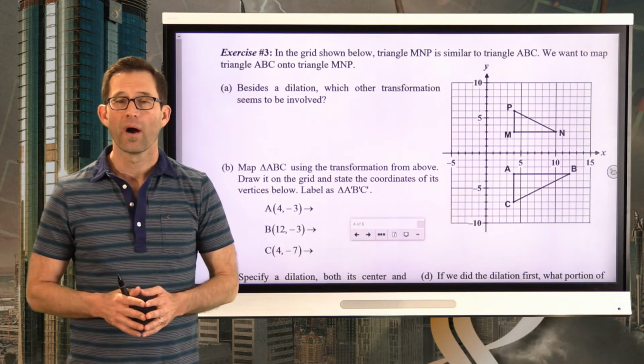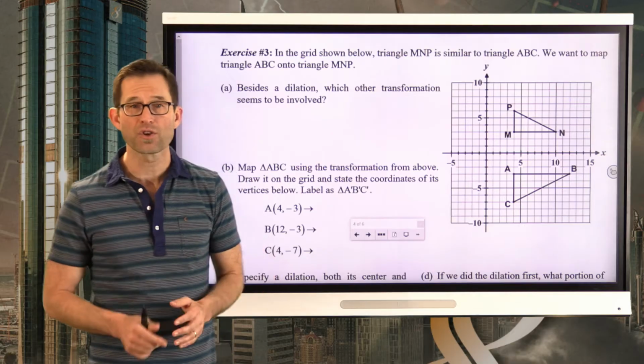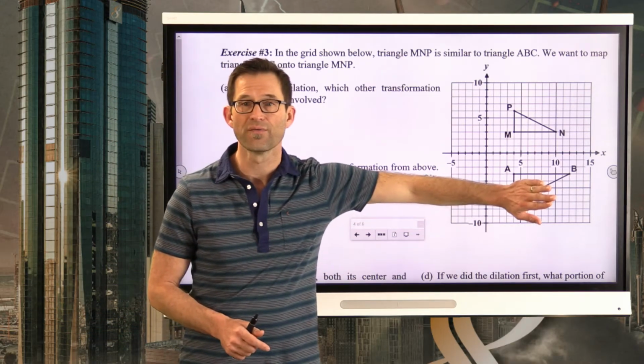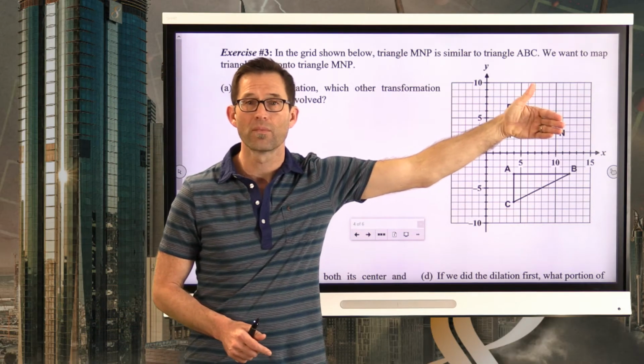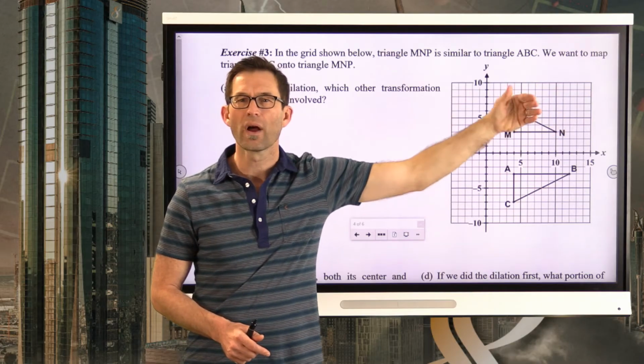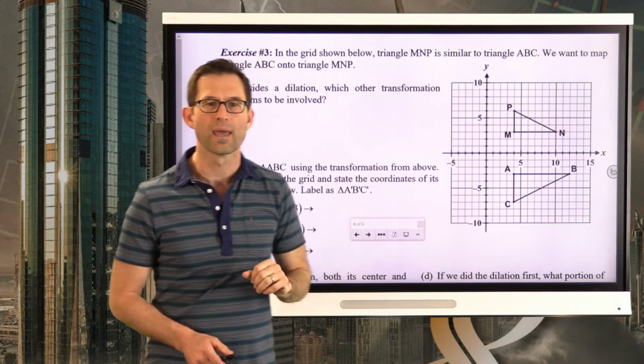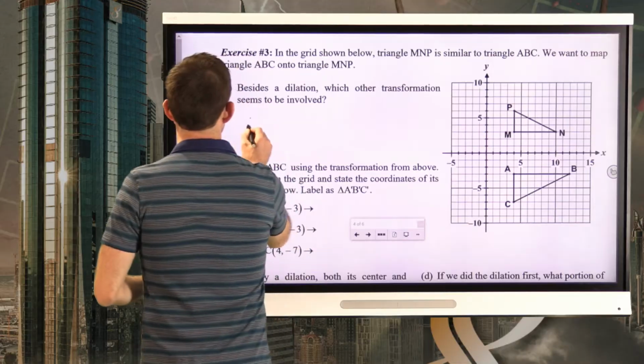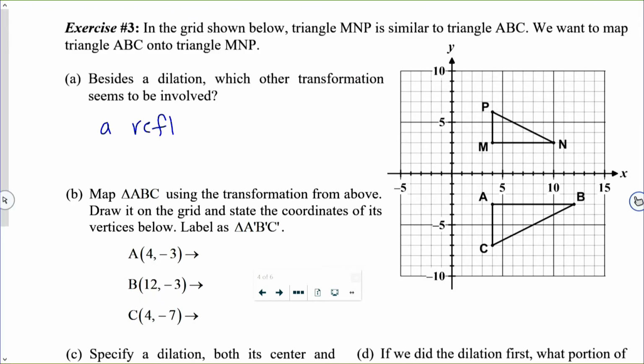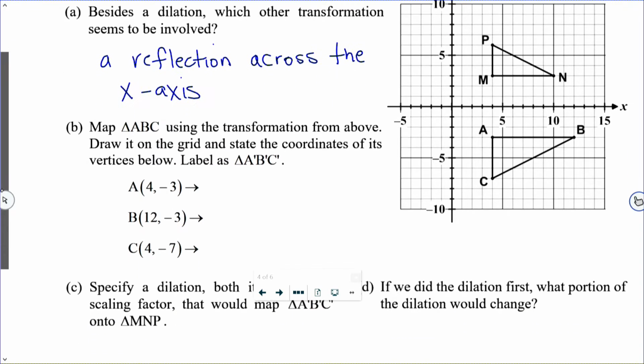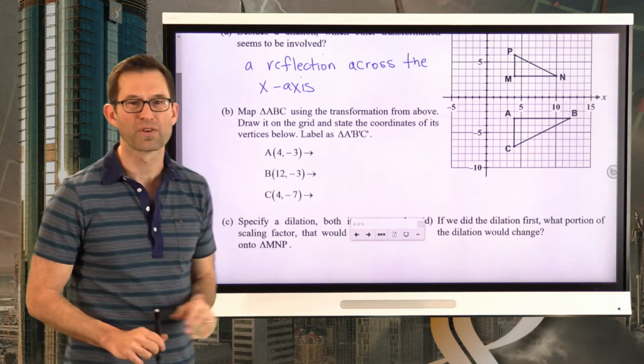Well, I hope it's rather obvious that it is a reflection across the x-axis. So if I take this and I flip it up, then at least the two triangles are oriented in the same way. So, a reflection across the x-axis. All right, kind of keep that picture in view.